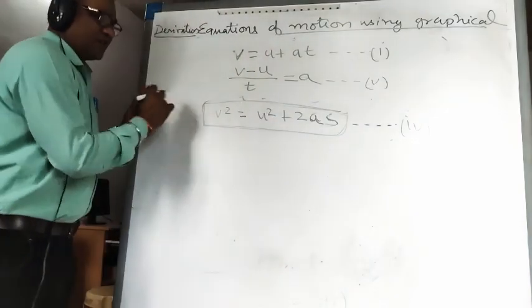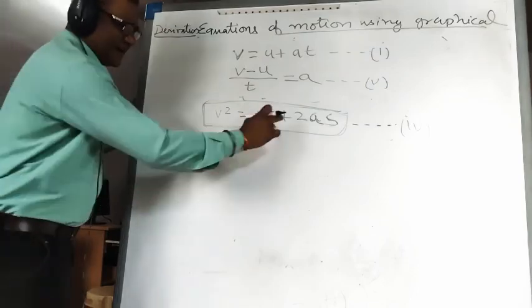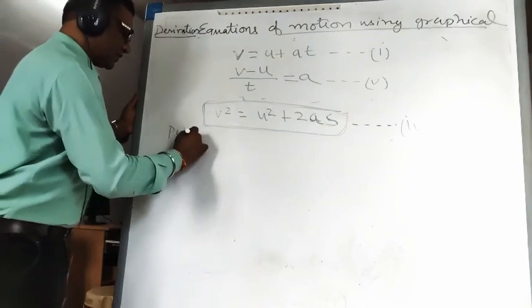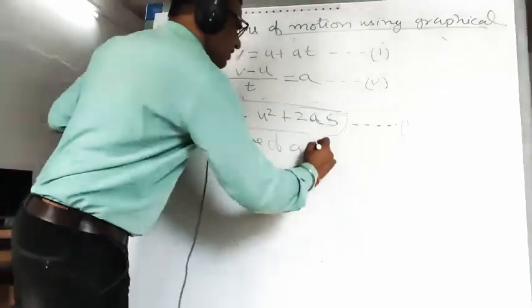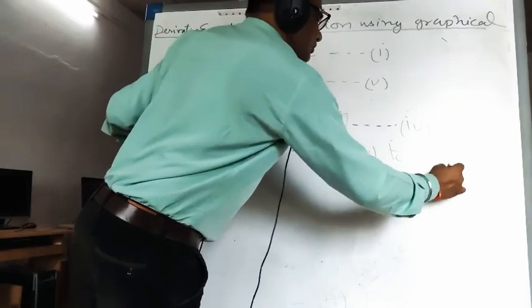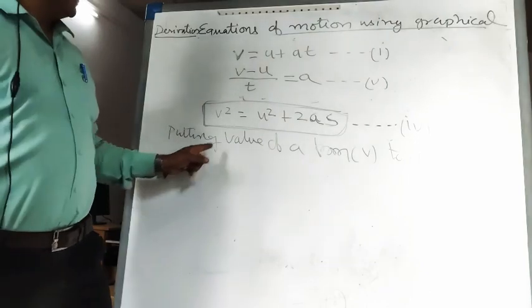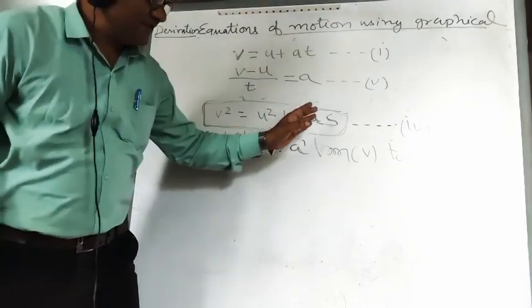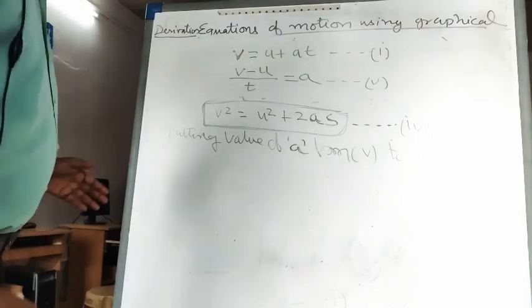Now you will write, putting the value of a from equation number 5 to equation number 4. Please write this statement. Putting the value of a, meaning the value of acceleration, from equation number 5 to equation number 4. Let us put this here.